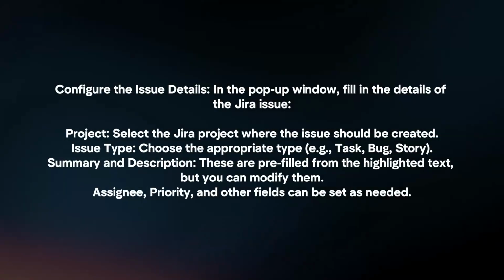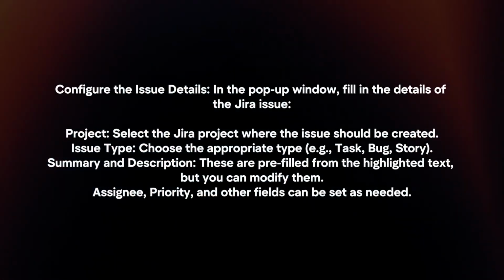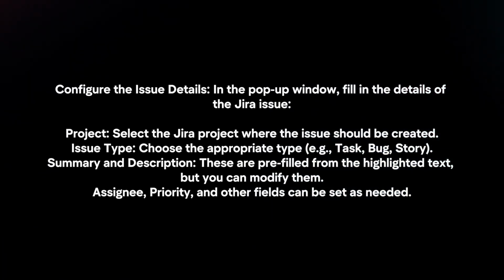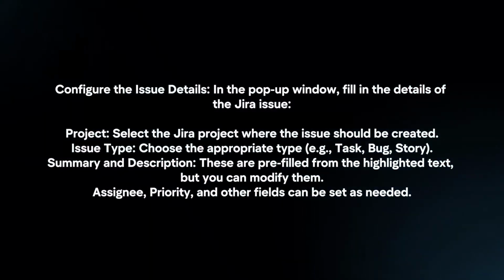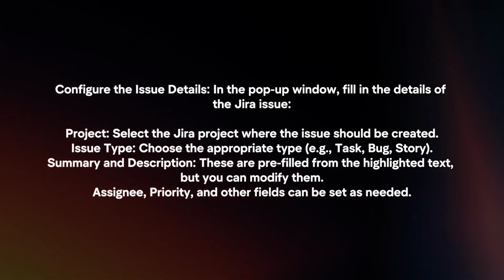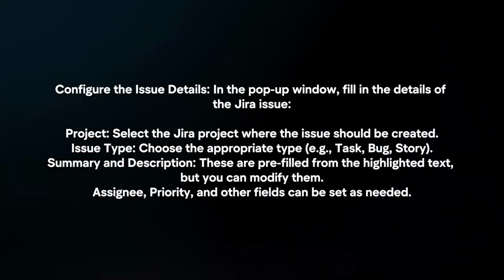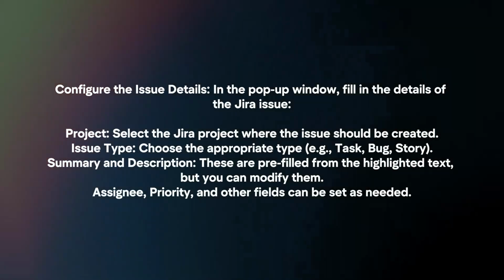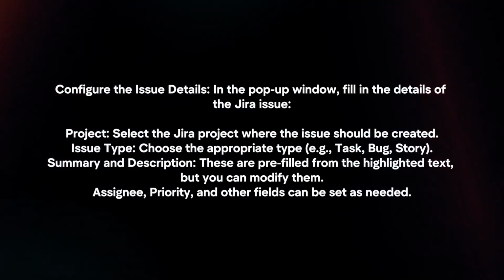Configure the issue details. In the pop-up window, fill in the details of the Jira issue. Project. Select the Jira project where the issue should be created. Issue type. Choose the appropriate type. Summary and description. These are pre-filled from the highlighted text, but you can modify them. Assignee, priority, and other fields can be set as needed.